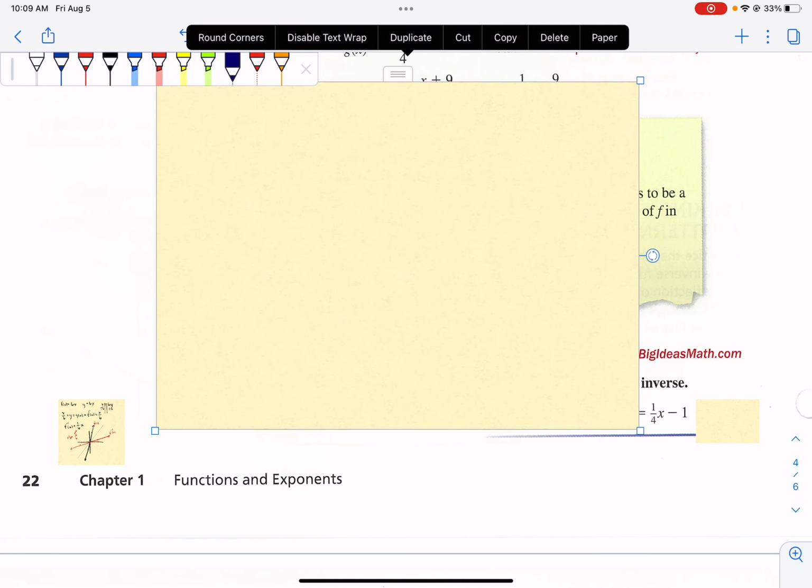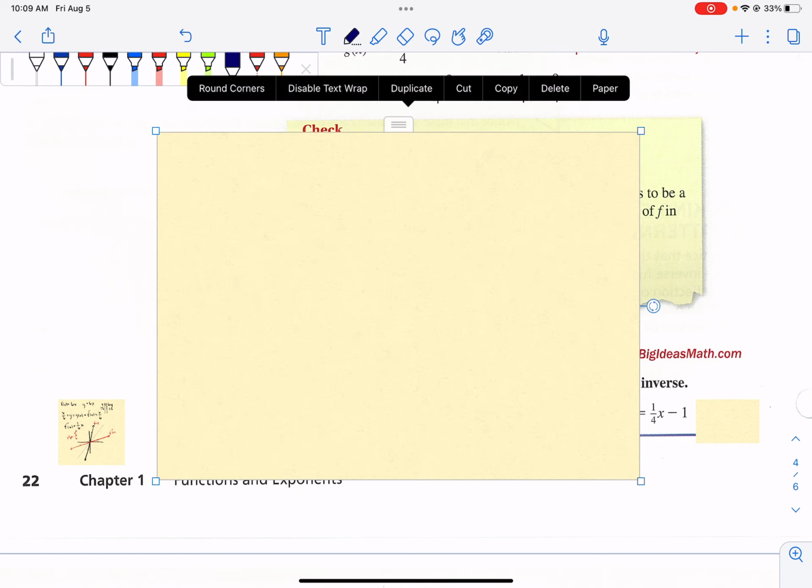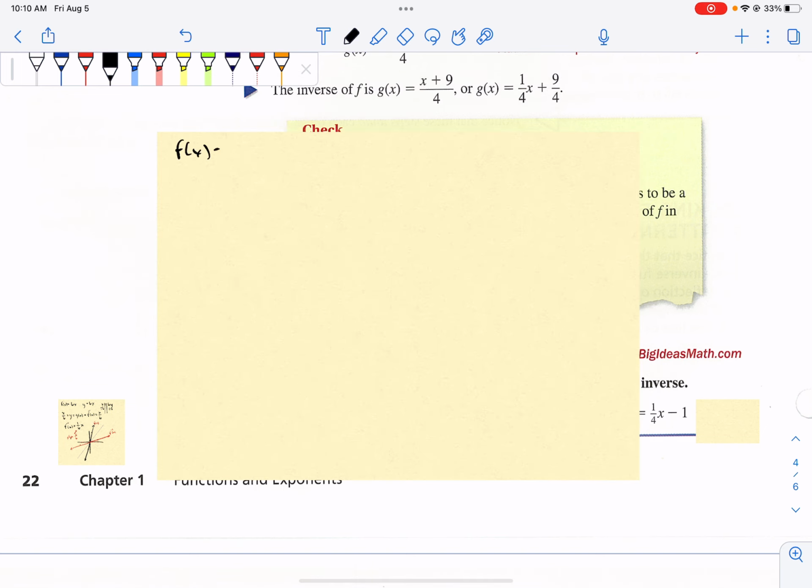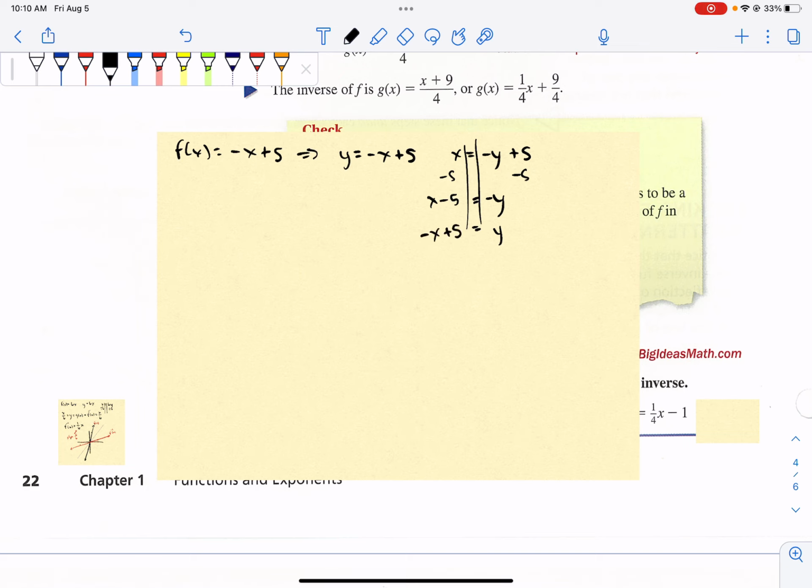All right, number 7, f of x equals negative x plus 5. So first step, if I want to find the inverse function, y equals negative x plus 5. Switch the x and the y. X equals negative y plus 5. And then I do railroad tracks. So I minus 5 from both sides. So this becomes x minus 5 equals negative y. I want to multiply everything by a negative 1, so this becomes y, this becomes negative x, and this becomes plus 5.